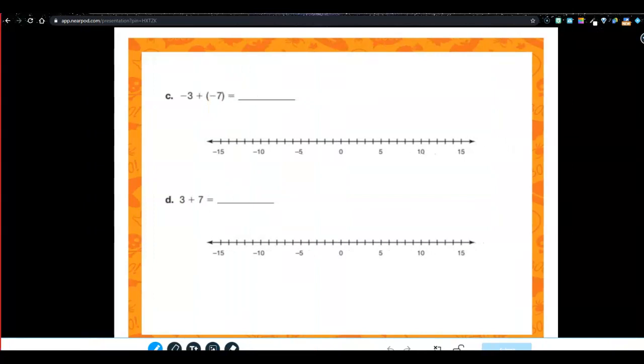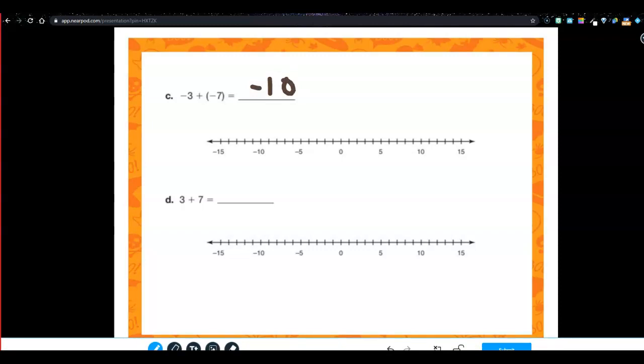Okay, this time we still have our 3s and 7s, but they're the same sign. And the rule is same sign, add them, and keep the sign. Same sign, add and keep. So I'm going to add them. 3 and 7 I know is what? 10. And these are negative or positive? They're negative. So I'm going to draw my arrow because that's what the assignment says I need to do today.